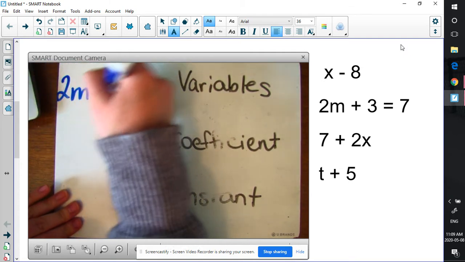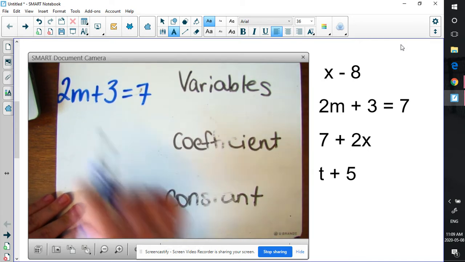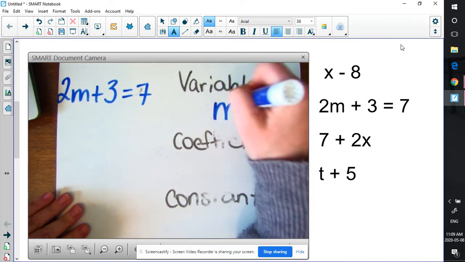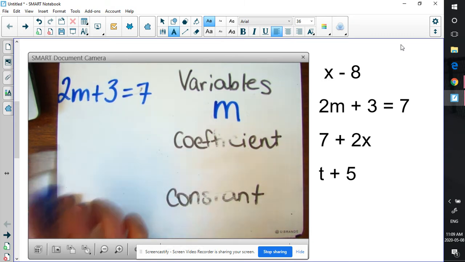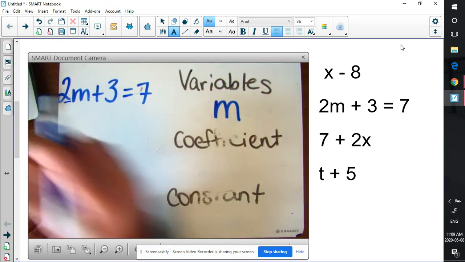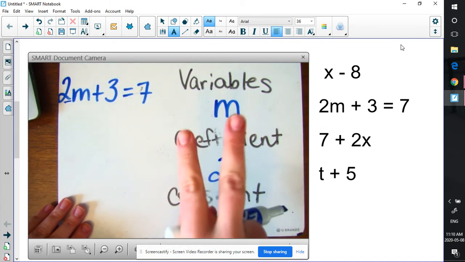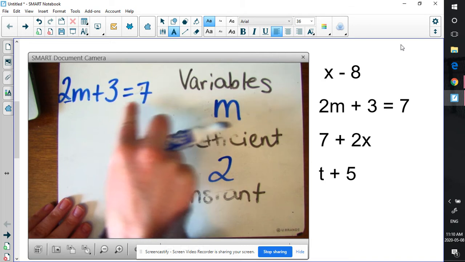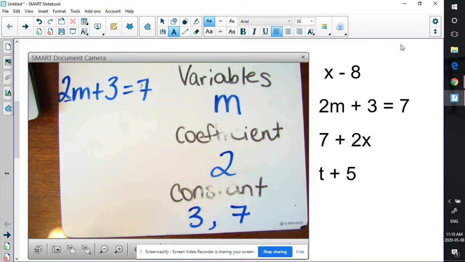2m plus 3 equals 7. So the variable is always the letter. The coefficient is always the number right in front of the variable. So that's 2. The constant, in this case, there are actually two constants. There's a 3 and there's a 7. And you do not need to put a plus in front, because if they're positive, you just write the numbers.